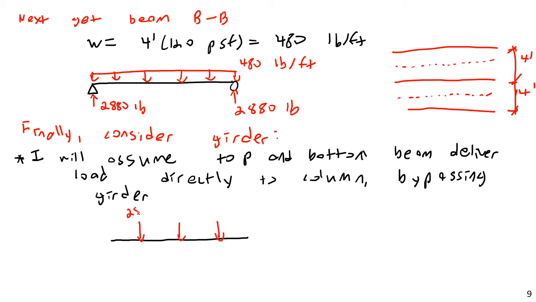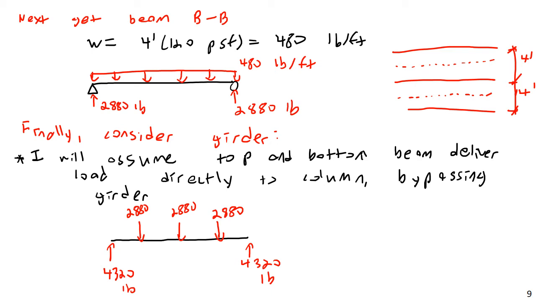So 2,880, 2,880, and 2,880. And then if I go and multiply that by 3/2, or multiply by 3 divided by 2, I would get 4,320. 4,320 pounds here. And that would be our basic reactions there.